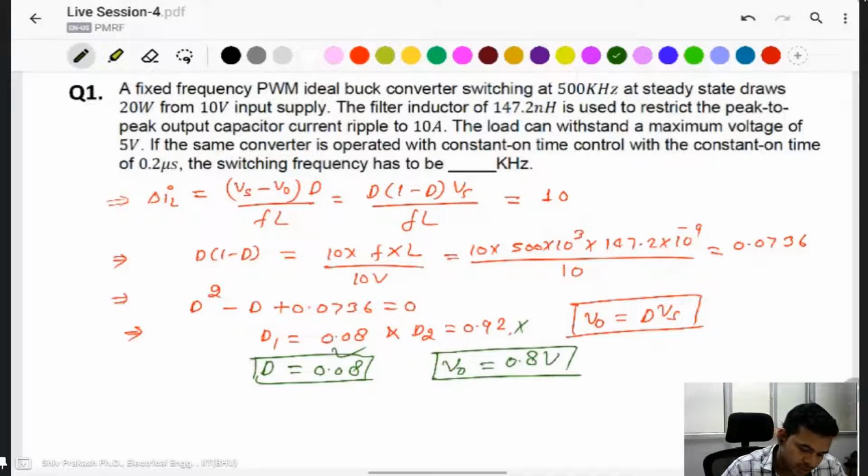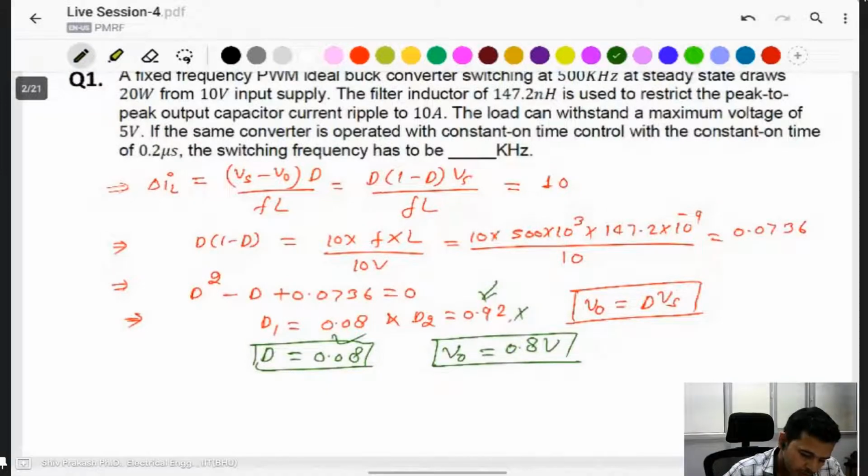Next condition says that the load can withstand the maximum voltage of 5 volt if the same converter is operated. Maximum volt 5 is given. It means if you use this duty ratio, then the voltage is 9.2 volt. That's why the maximum load voltage of 5 volt is also given. You can choose the 0.08 duty ratio.